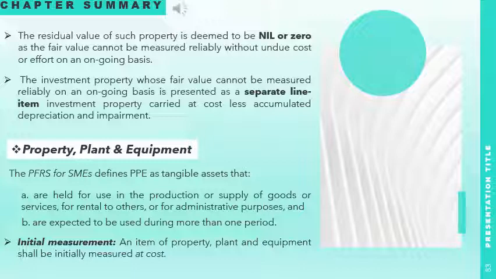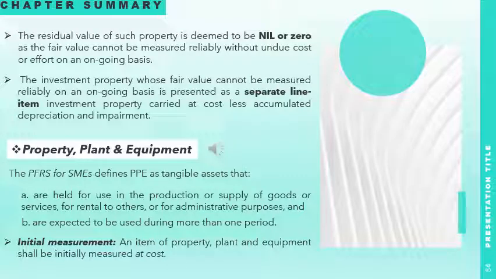The investment property whose fair value cannot be measured reliably on an ongoing basis is presented as a separate line item under investment property carried at cost less accumulated depreciation and impairment. So the next one is property, plant, and equipment.